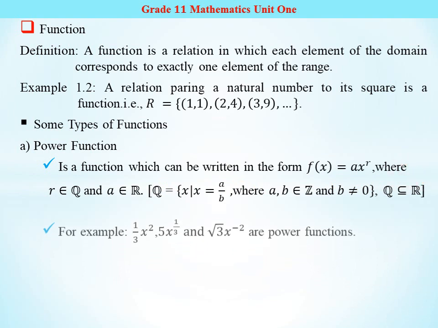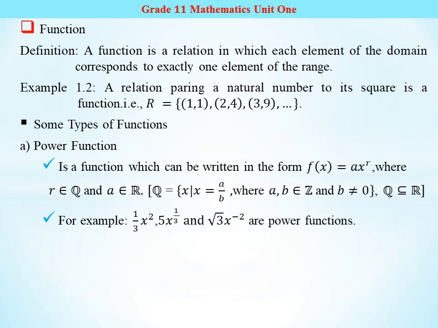For example, 1 over 3 times x square. This one is a power function because 1 over 3 is an element of real number and 2 is an element of rational number. The second one, 5 times x to the power of 1 over 3. 5 is an element of real number, 1 over 3 an element of rational number. So this one is also a power function.